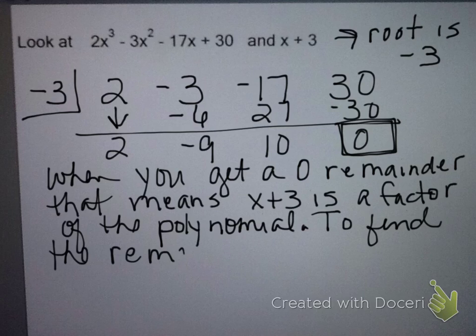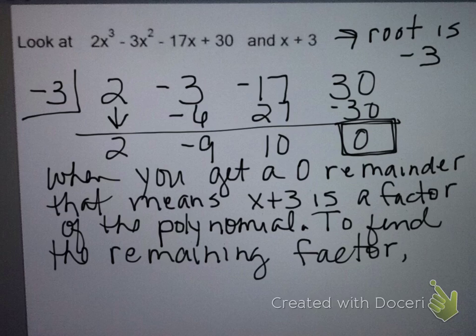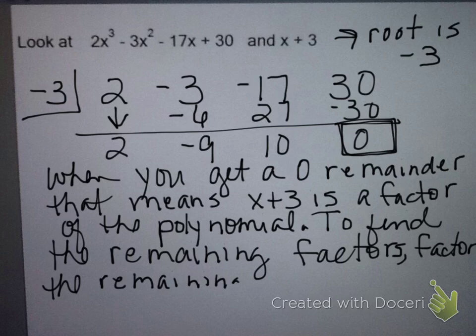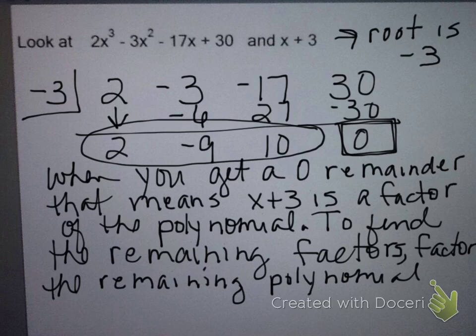To find the remaining factors, you will need to factor the remaining polynomial. So we're going to put in our variables. So remember, when you put in your variables, you knock it down a degree. The problem started with x cubed, so we're going to replace it with x squared. So that's 2x squared minus 9x plus 10.